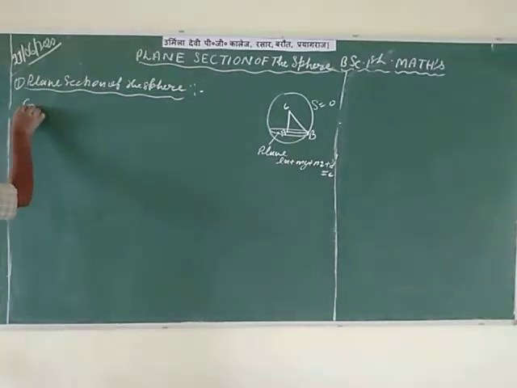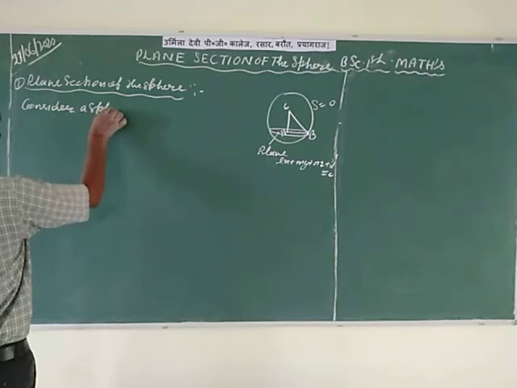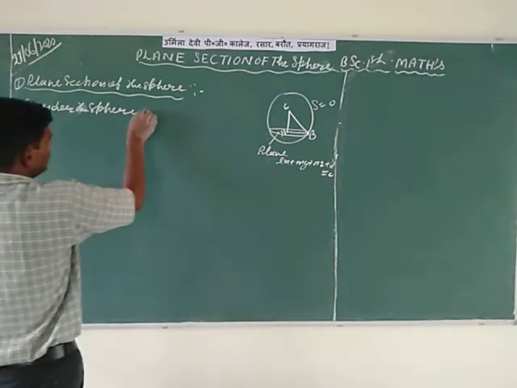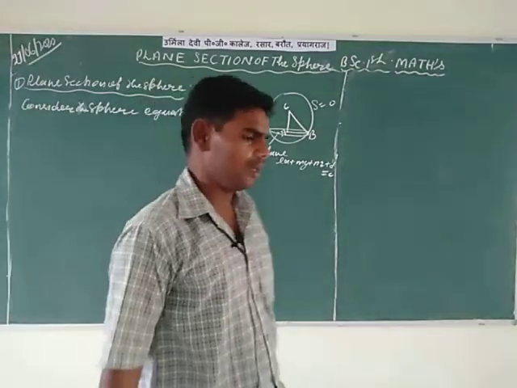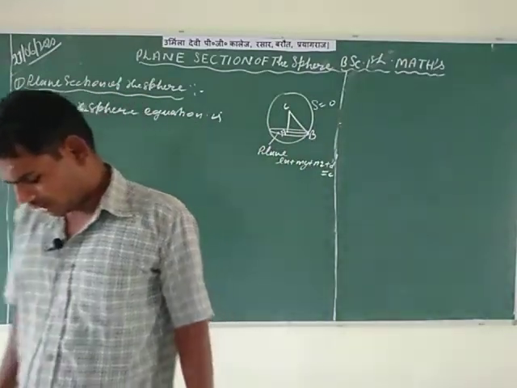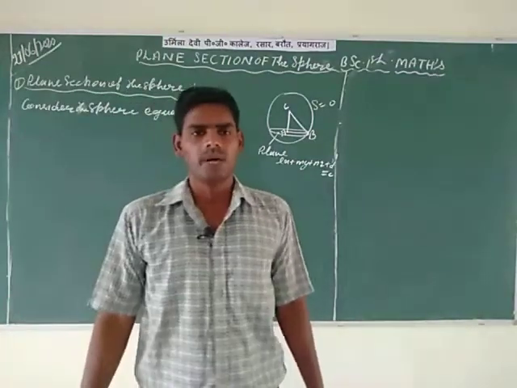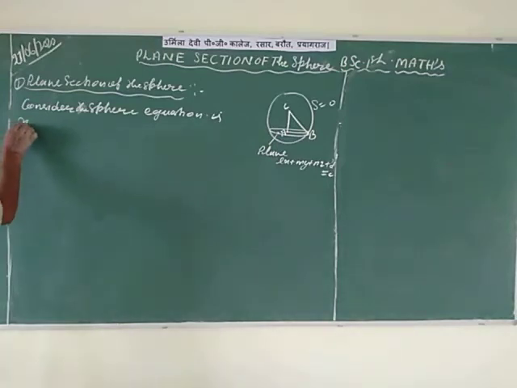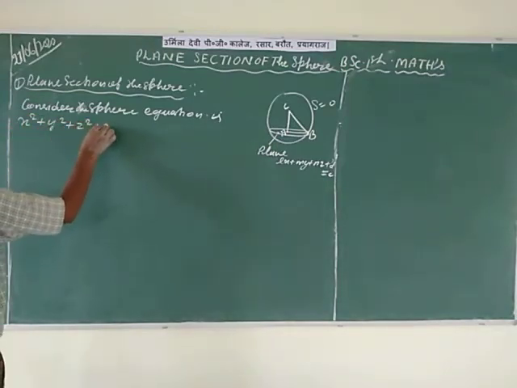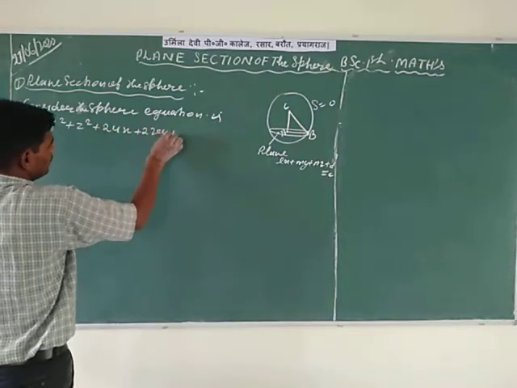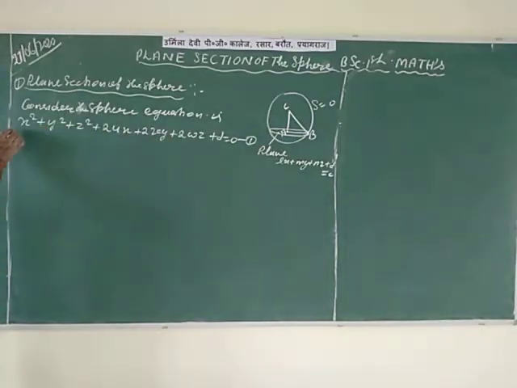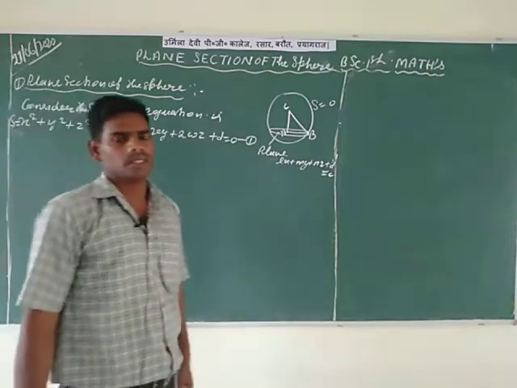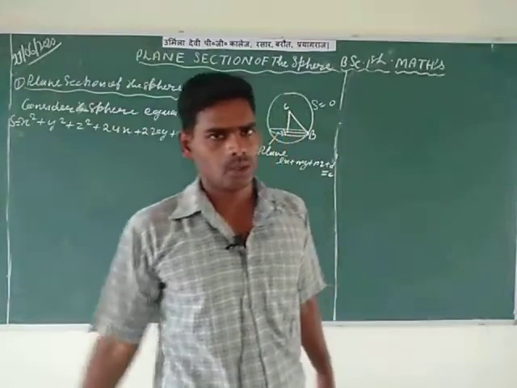So here consider a sphere. Consider the sphere equation, written in the general form: x square plus y square plus z square plus 2ux plus 2vy plus 2wz plus d is equal to 0, represented as the first equation. It is also denoted by capital S. So capital S is equal to x square plus y square plus z square plus 2ux plus 2vy plus 2wz plus d equal to 0, which is the equation of the sphere represented by S equal to 0. This is the sphere.